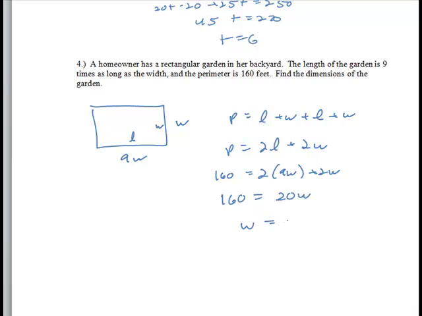The width, or W, works out to be 8, which makes the length 9 times as long, equal to 72. The unit is feet, so the dimensions of the rectangle are 8 feet by 72 feet. Take a quick check. The length is 9 times as long as the width, and if you had a rectangle 8 feet by 72 feet, the perimeter would be 160 feet. So we know everything checks out. We know we have the problem correct.